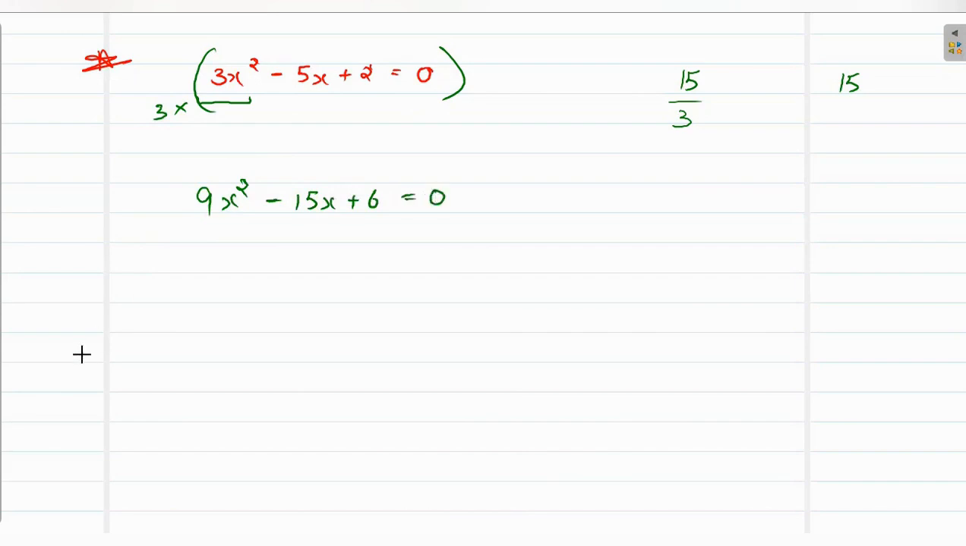Get it? Okay. Then I will take this 6 again to the right hand side. So what will I get? 9x square minus 15x is equals to minus 6. Any confusion till this step? No. Okay. Can I see it one more time? Okay, yeah. Let's see it one more time.